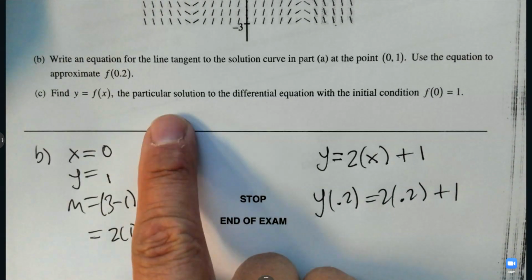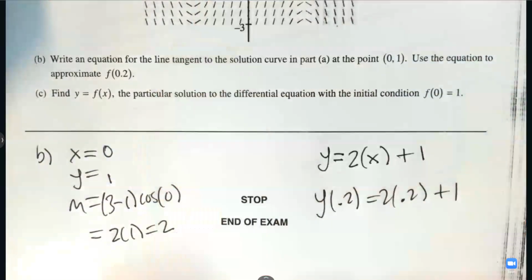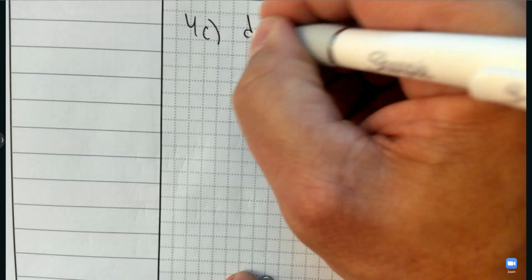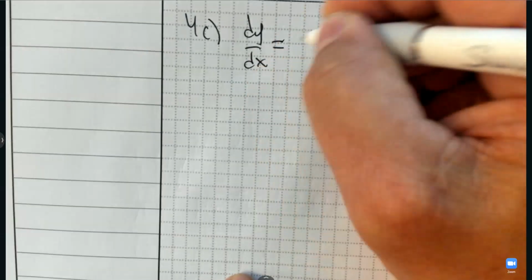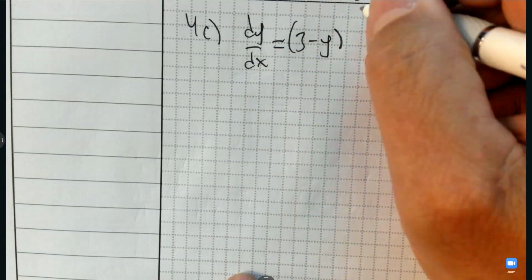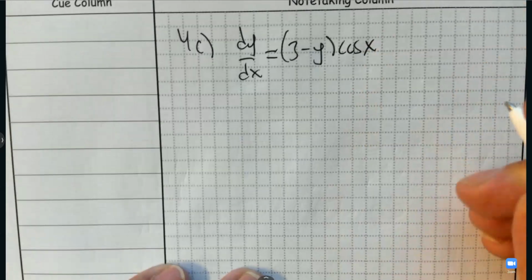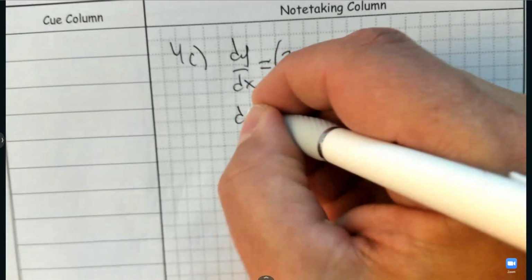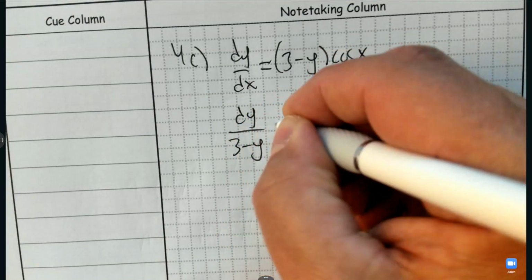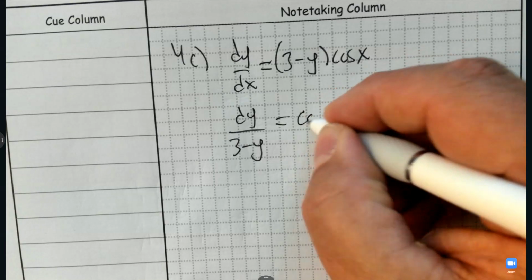Part C. Can you write a particular solution using that term? So I'm going to do that right now. So I'll do that on this page right here. So I have my differential equation. Let's write that down. And then can you solve it? So step 1 is to separate the variables. So I'm going to divide by 3 minus y and multiply by dx.